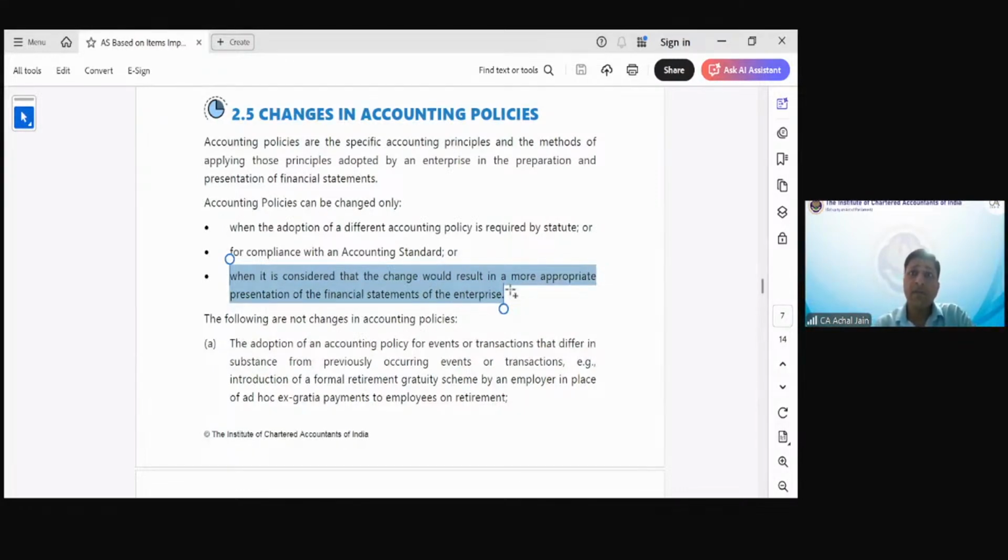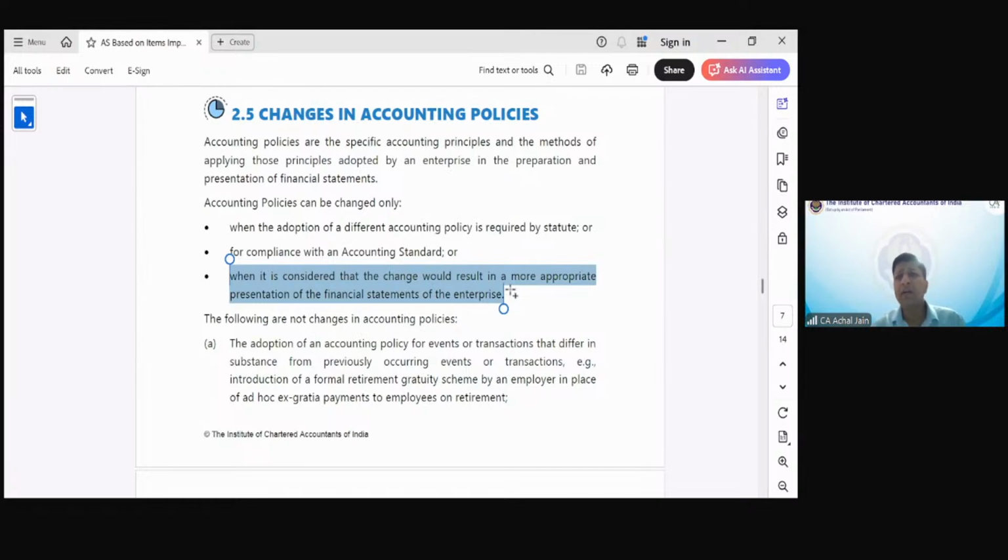So there's one way through which accounting policy can be changed. But in this case, again, one will have to analyze whether this change is resulting in more appropriate presentation or not. For a company, it will have to be justified. If let's suppose company is following weighted average for inventory valuation year on year.